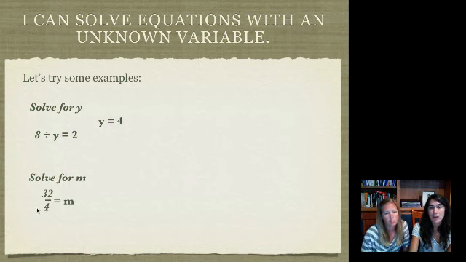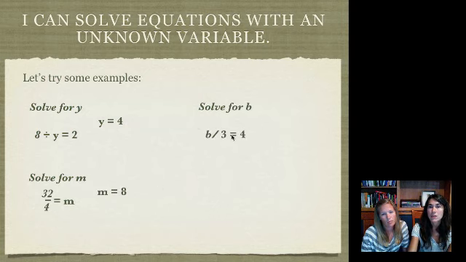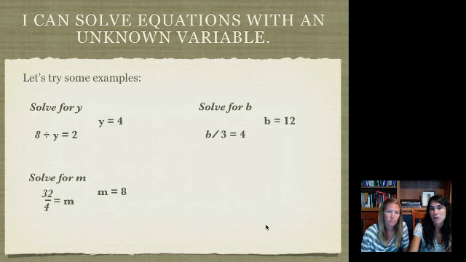Another way to look at it is with our fraction bar here. So once again, we're thinking to ourselves, 32 divided by 4 equals what? Well, I know that 32 divided by 4 equals 8. So m actually equals 8. Another way is with this little sidebar. So now we have to solve for b. B divided by 3 equals 4. And once again, for these, I like to think backwards. So 4 times 3 equals 12. So b is going to equal 12.